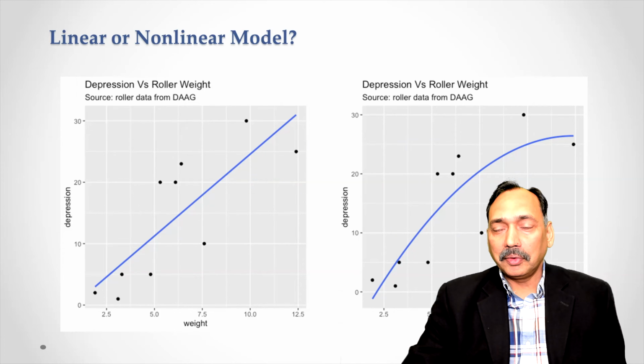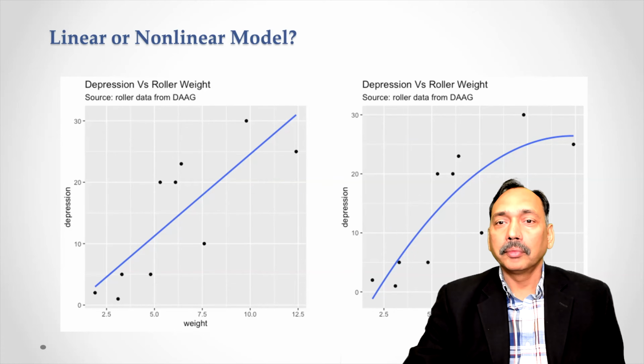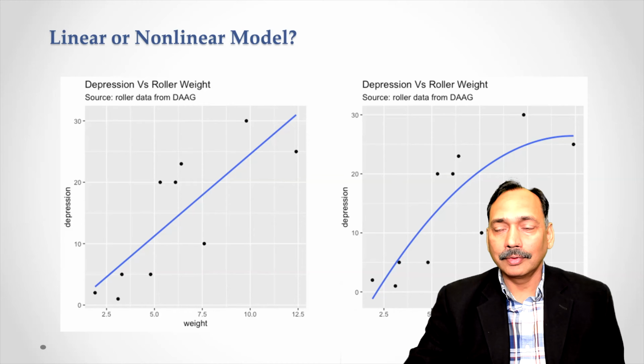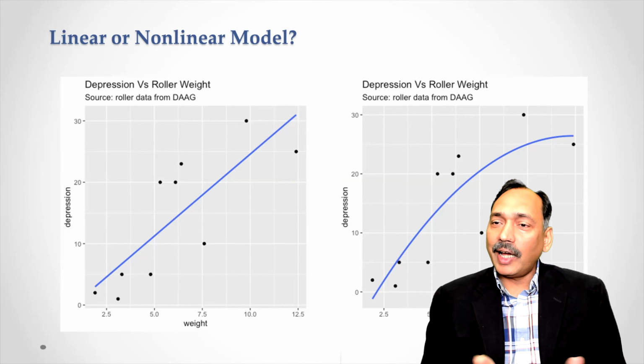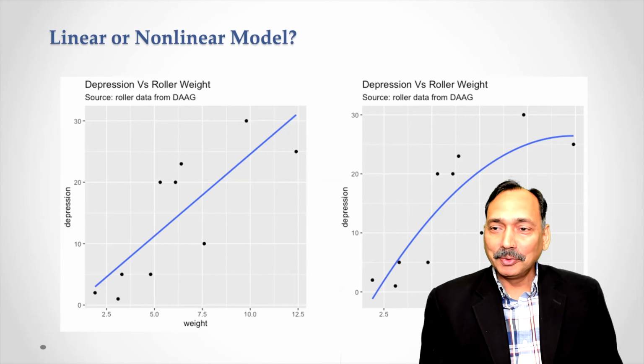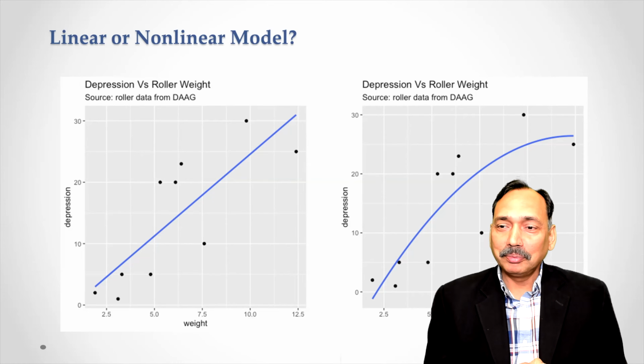I think just intuitively, I'd go with the right one because it makes sense that if you keep adding weight, eventually you'll have diminishing returns on the depression. That's right. Like if you keep on adding terms, your r square will continue to go up. So where do you stop?